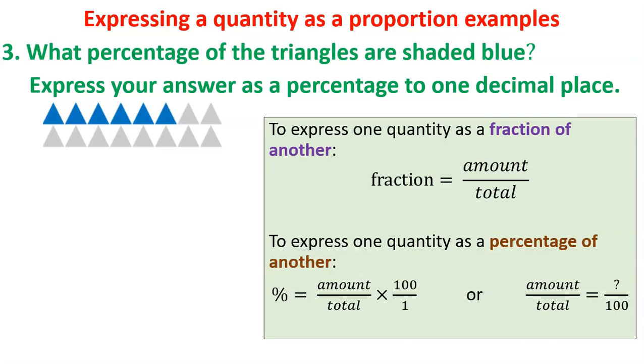So the first thing we're going to do, as we've done on the previous ones, is we need to work out what our amount is and what our total is. Now, because it wants us to find the percentage of the triangle shaded blue, how many blue shaded triangles do I have? It'll be 6, and that's going to be my amount. So in this case here, we can write that our amount is going to be 6. How many triangles do I have in total? And we can see that if I count all these triangles up, I've got 16.